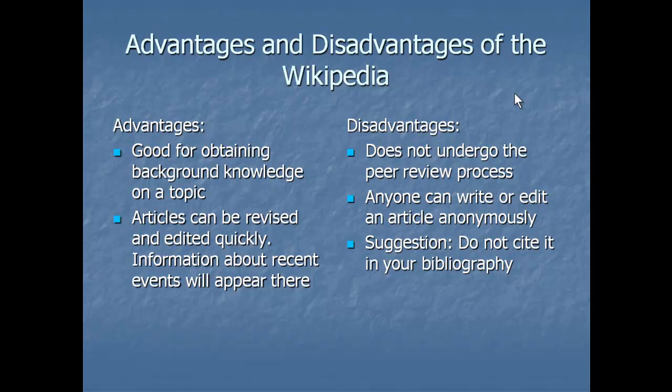When you see an article in the Wikipedia, you don't know who wrote it. Could be a high school student. You just never know. But the advantages are that it's up to date, since people can change it all the time. It's easily revised. And it's good for obtaining background knowledge on a topic.